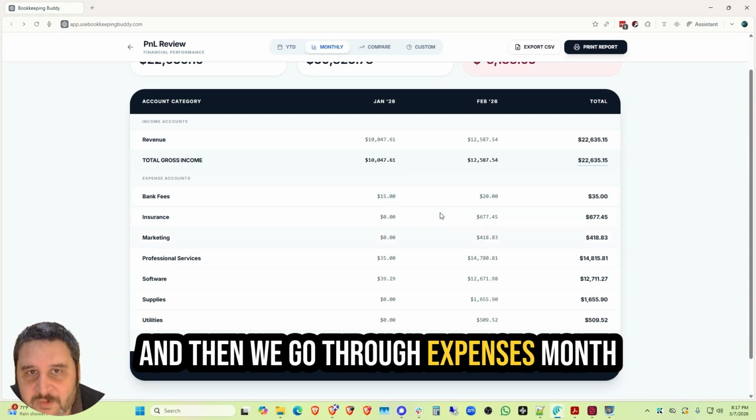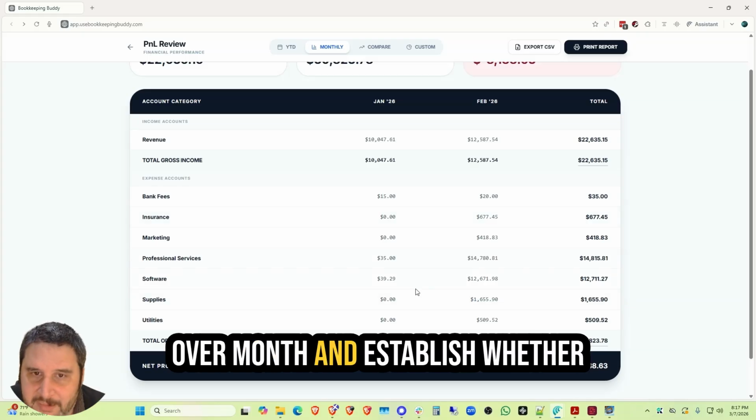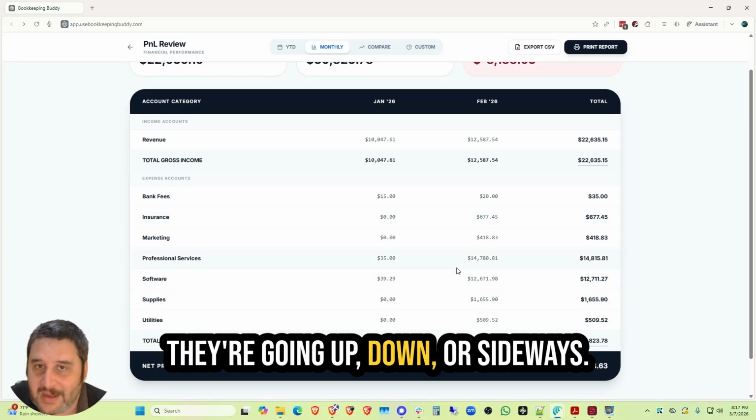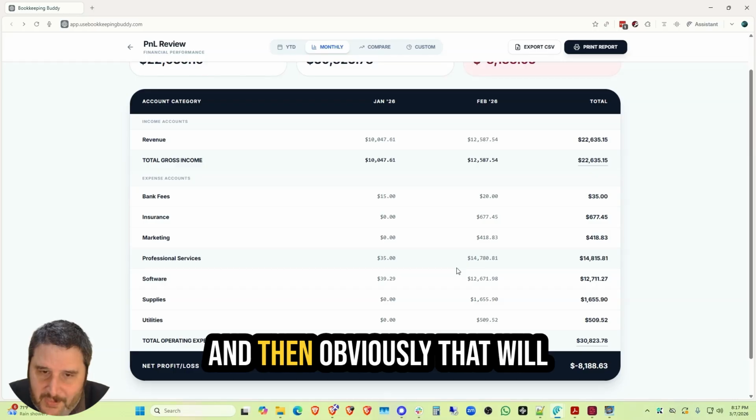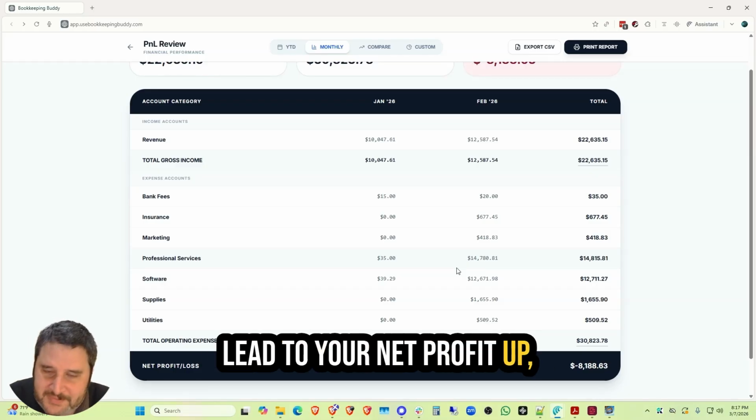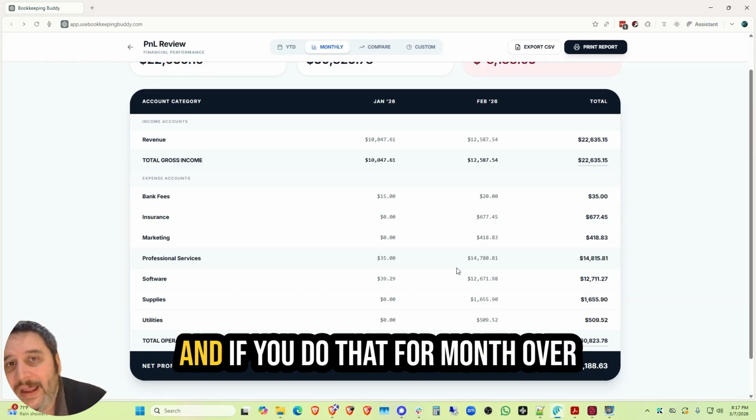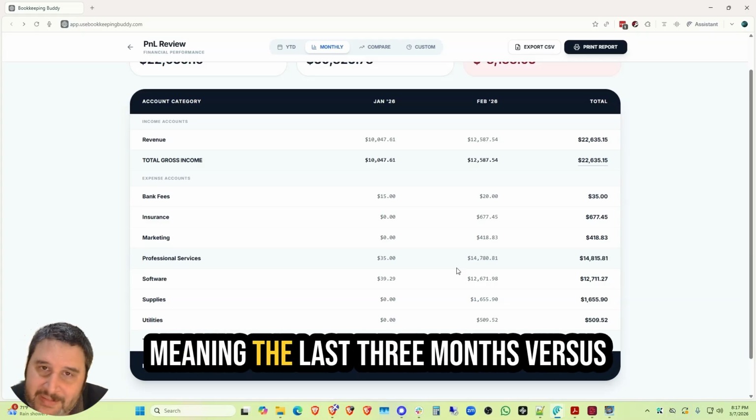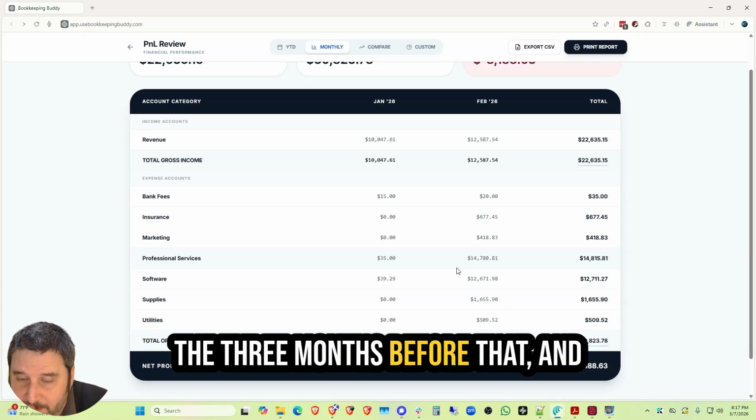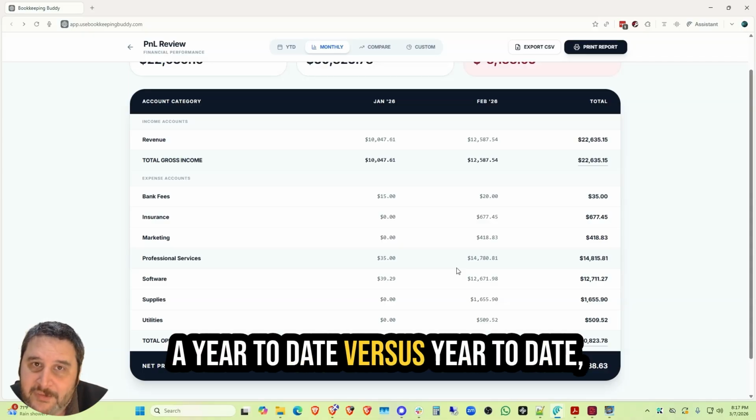And then we go through expenses month over month and establish whether they're going up, down, or sideways. And again, why. And then obviously that will lead to your net profit, up, down, sideways, and why. And if you do that for month over month, a rolling quarter over quarter, meaning the last 3 months versus the 3 months before that, and a year to date versus year to date.